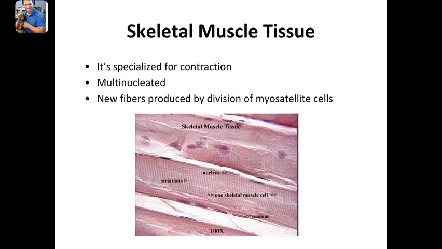So skeletal muscle is specialized for contraction. It is a voluntary muscle action, so we can control it. And the cells that produce more muscle fibers are called myosatellite cells. There are also multiple nuclei, so more than one nucleus within these cells. You'll want to know that.